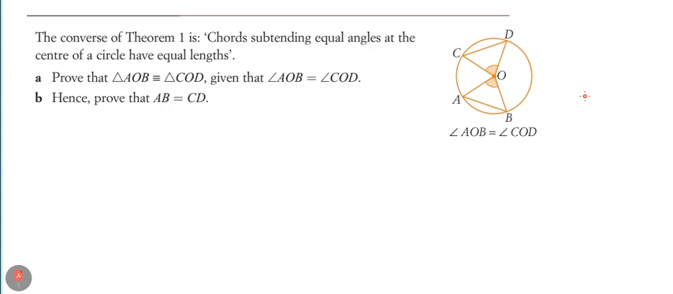Now here we're going to prove the first one, that triangle AOB is congruent to triangle COD. Given that, we know that angle AOB is equal to angle COD. So two angles are congruent, and then we can use the side-angle-side congruency here. So the first one we have here is that we're going to prove these.